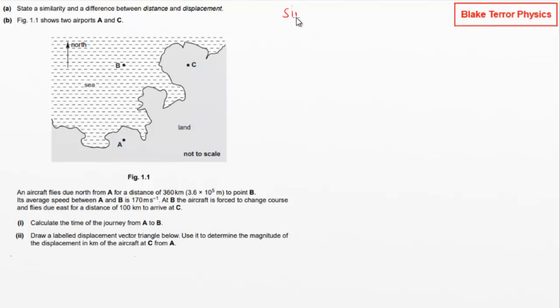Okie dokie. So we can say a similarity is they're both measured in meters. Difference is that distance is a scalar and displacement is a vector. So that's fine. And you want us to state something, so there's nothing more to say.